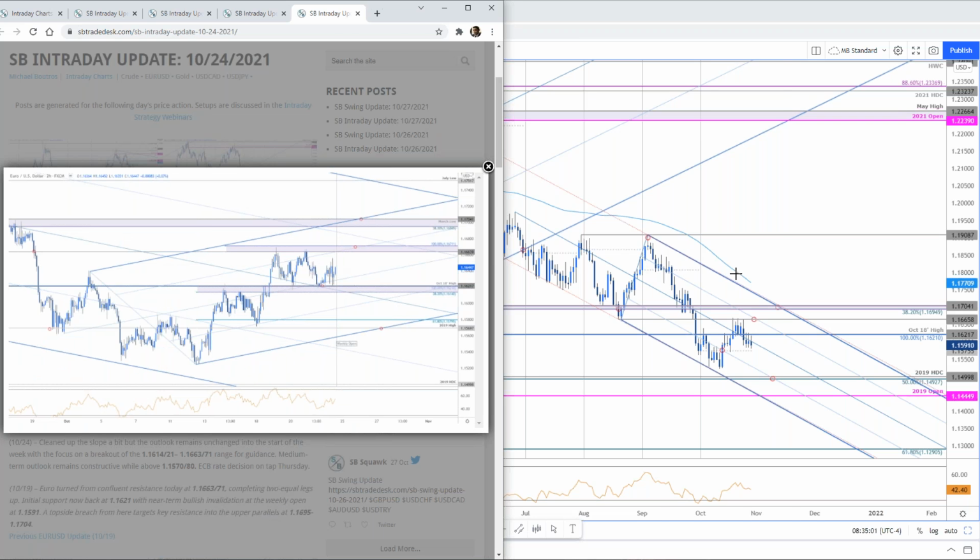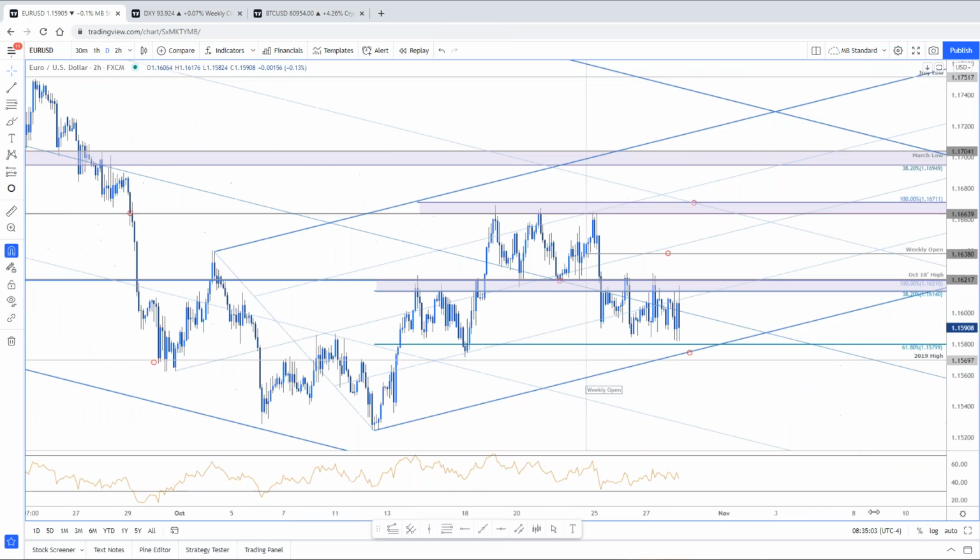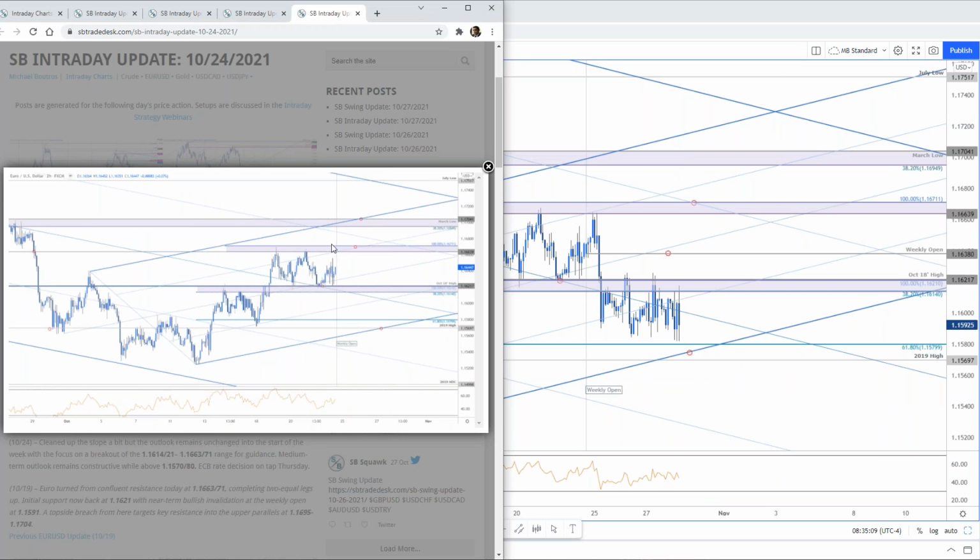On Sunday, here's where we are now. Just playing the levels. Oh, sorry about that. So again, side by side. Here's where we're into the open of US trade. We rallied into that region. Perfect hold. Break below near-term support here at 1620, 1614, but we didn't get the full extension.